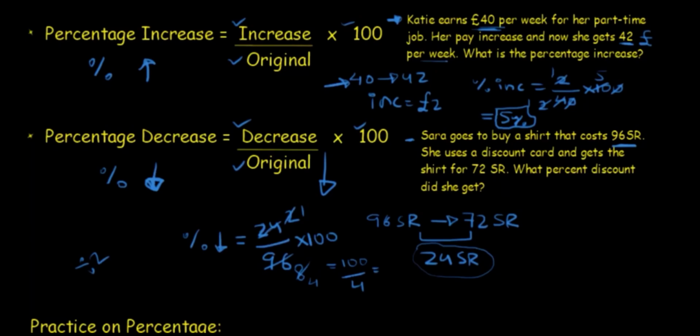It gets a bit messy. So it's 100 in the numerator and a 4 in the denominator. 100 divided by 4 is 25%. 100 goes in 25 times. So it's 25%, you get a 25% discount.